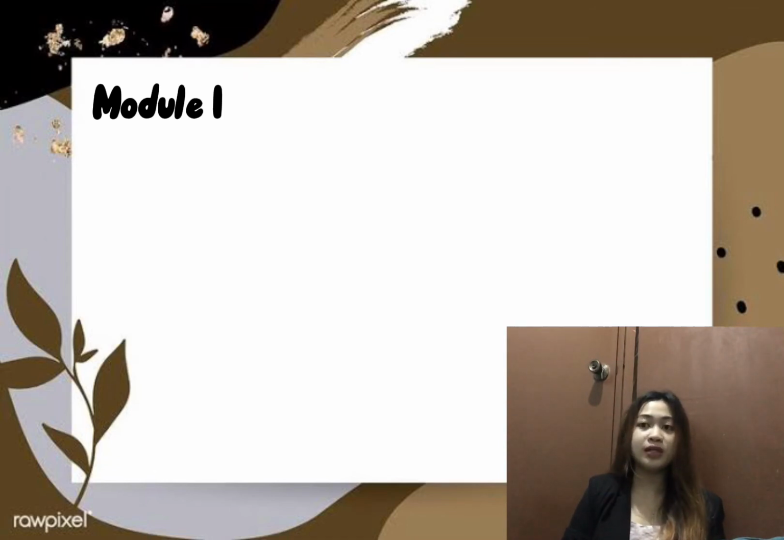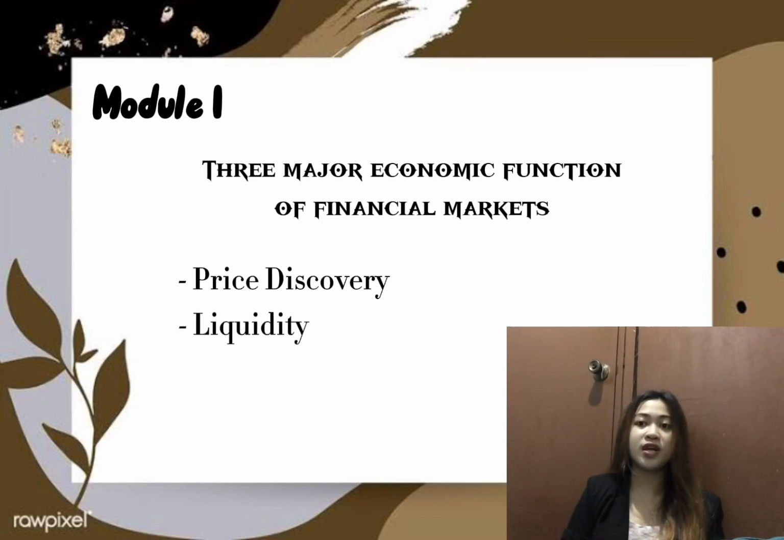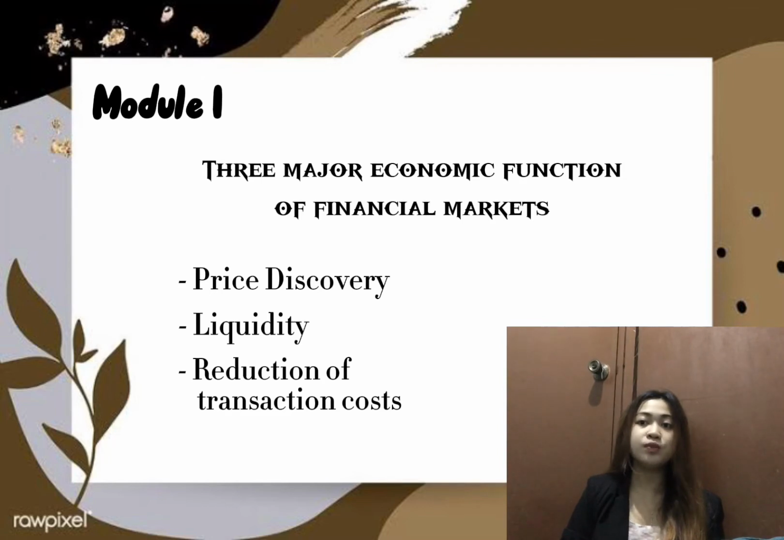And aside from it, I learned the three major economic functions of financial markets, including price discovery, which determines the price of the traded asset, then liquidity, which gives the chance or opportunity for investors to sell financial instruments, and the reduction of transaction costs, which applies when participants are charged and bear the cost of trading.